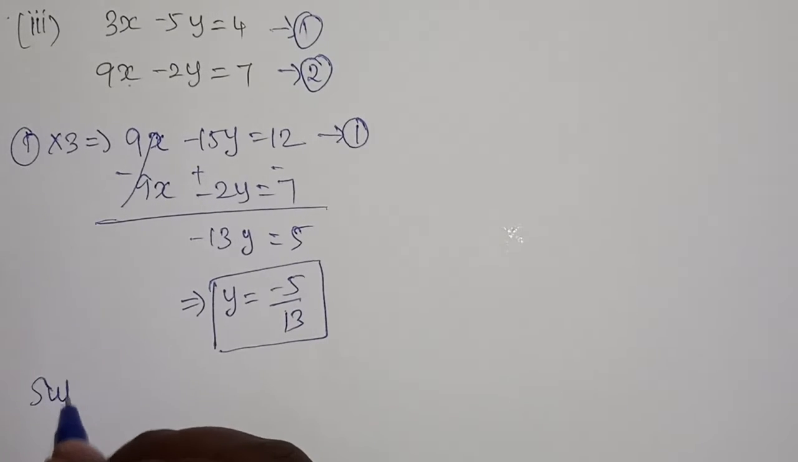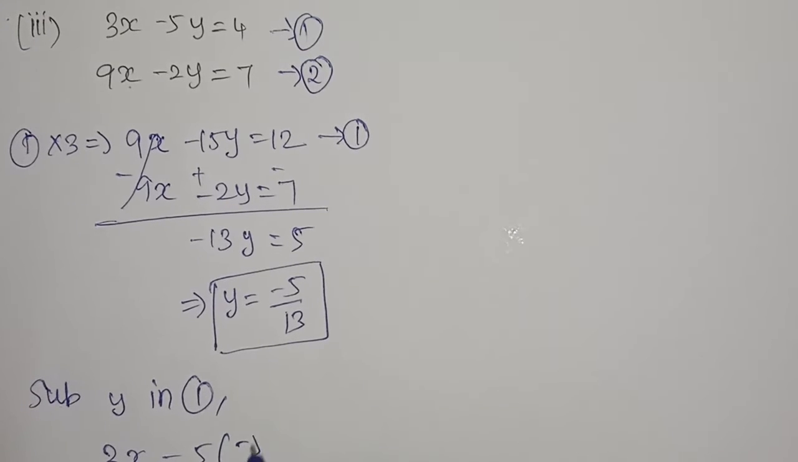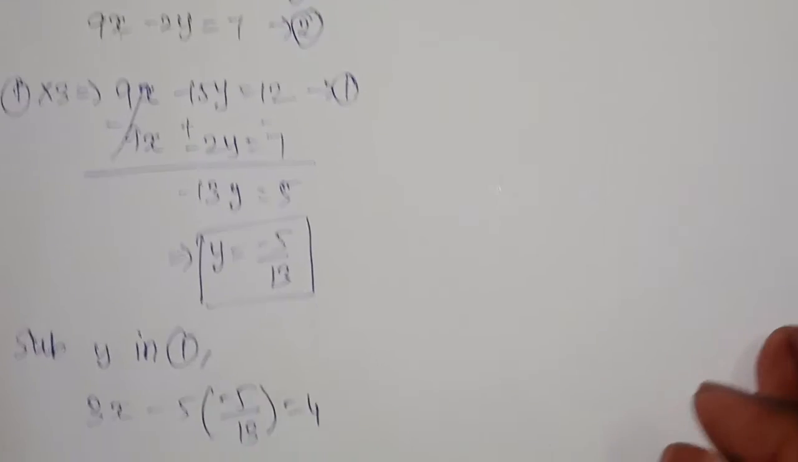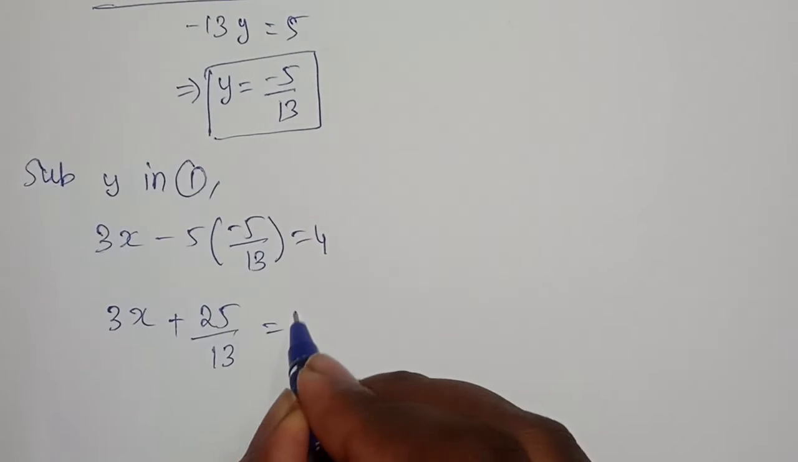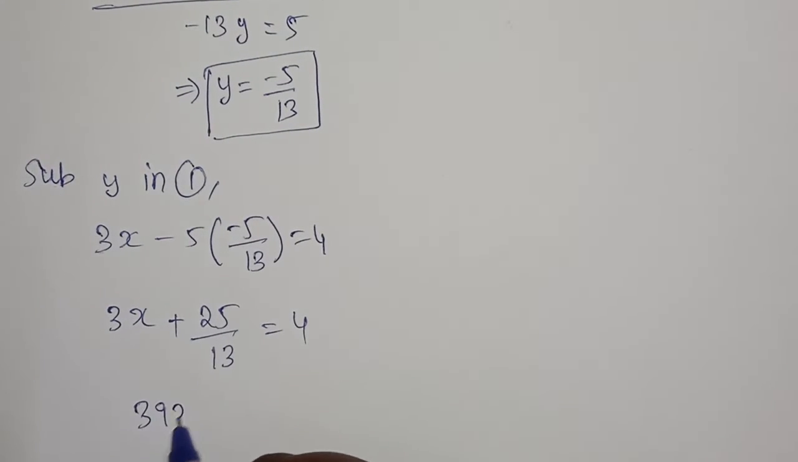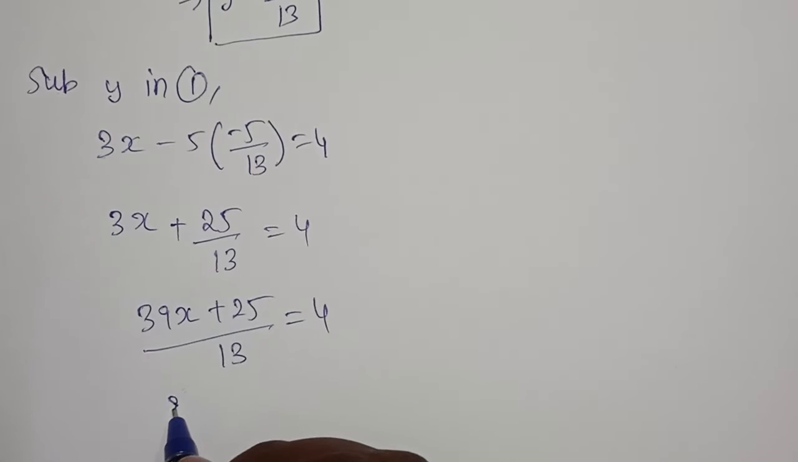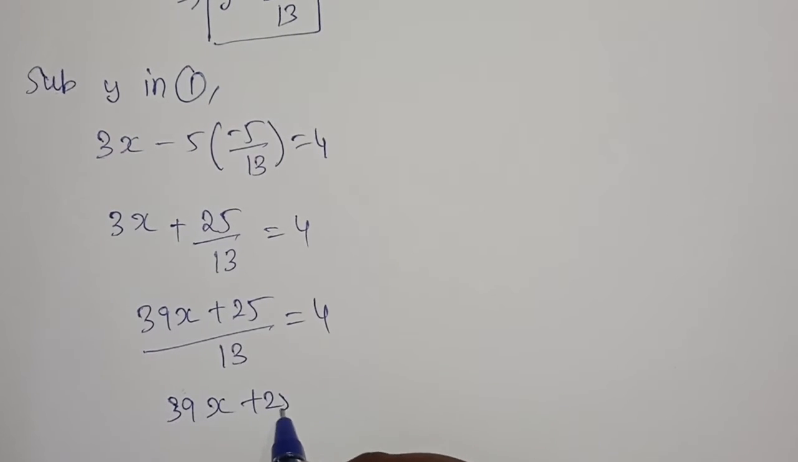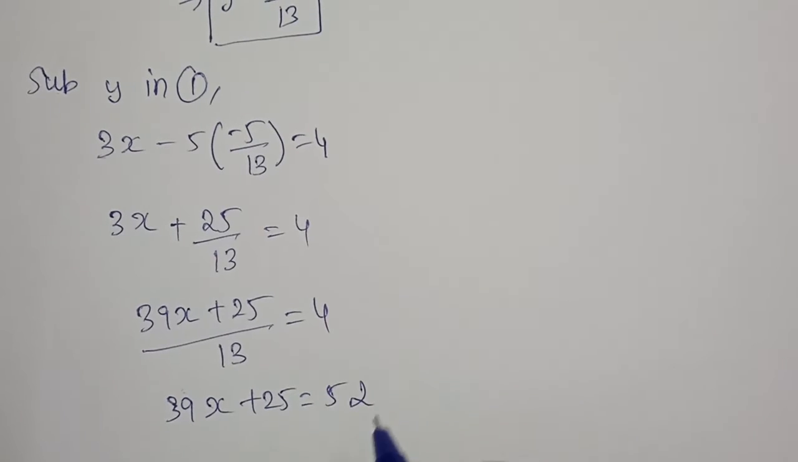Substitute y in any one of the equations. I will be substituting it in equation 1. 3x minus 5 into minus 5 by 13 is equal to 4. Here it will be 3x plus 25 by 13 is equal to 4. Taking LCM, we get 39x plus 25 divided by 13 is equal to 4. Taking cross multiplication, 39x plus 25 equal to 4 times 13, which is 52.